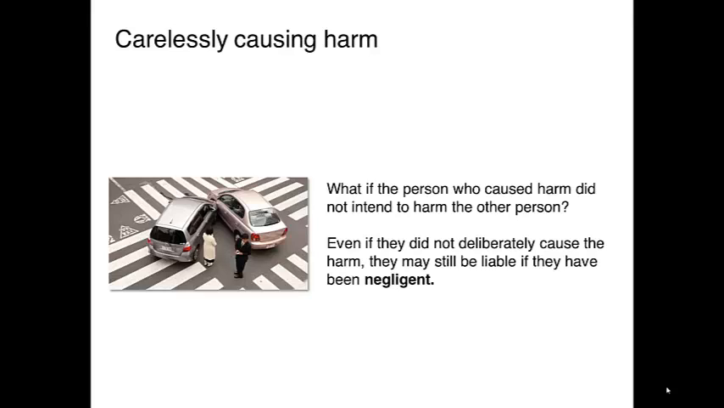Carelessly causing harm, Part 1. In this video we will explore the legal consequences of carelessly causing harm to another person. Even if the person who has caused the harm did not deliberately cause the harm, they may still be liable to the person who they have harmed if they have been negligent.